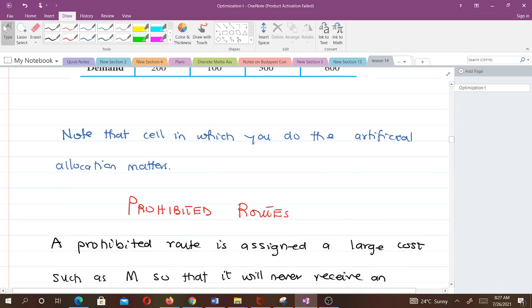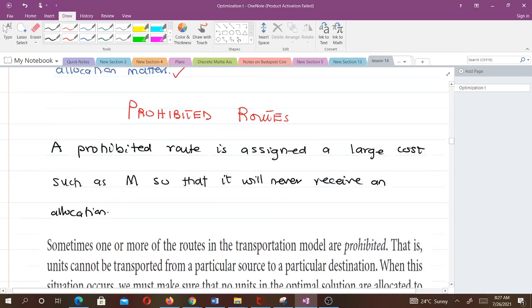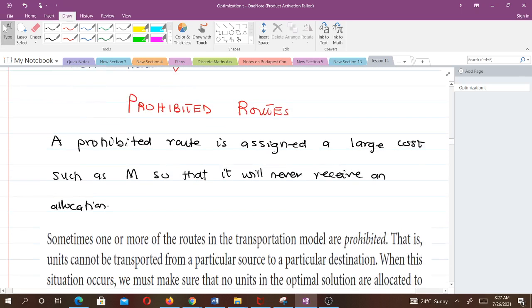Note that the cell in which you do the artificial allocation matters, but there is no way about it. So sometimes we can have what we call prohibited routes. A prohibited route is assigned a large cost, such as M. We use the same concept as our big M, so that it will never receive an allocation.